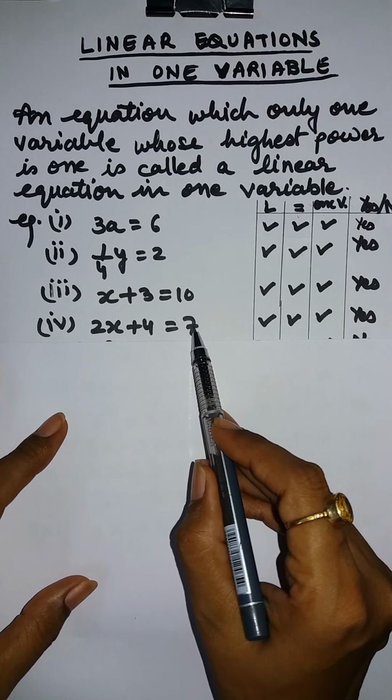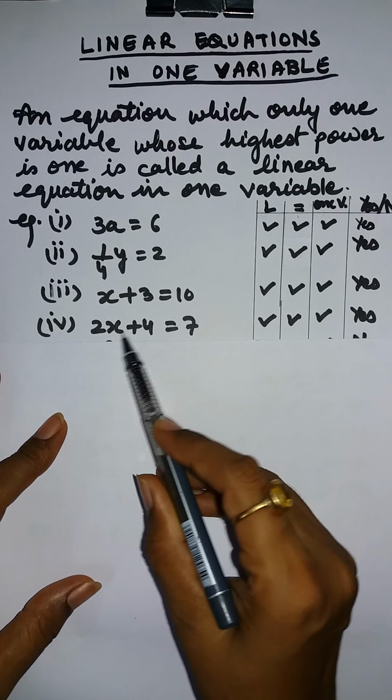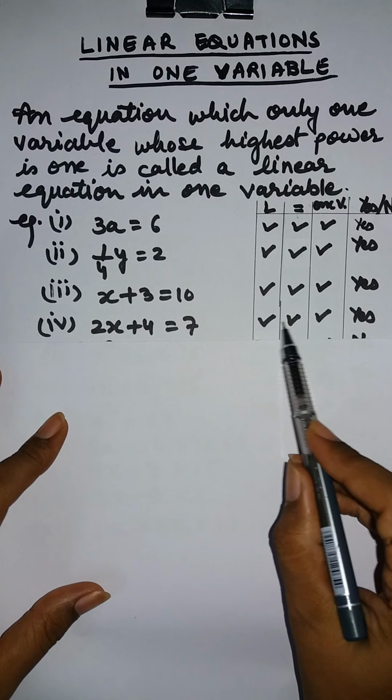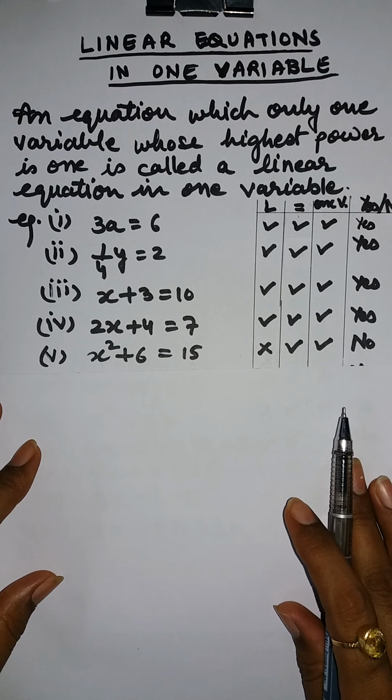2x plus 4 is equal to 7. x is having highest power 1. x is one variable only and having equal to sign. So all the three things are present here. Yes, it is also a linear equation in one variable.